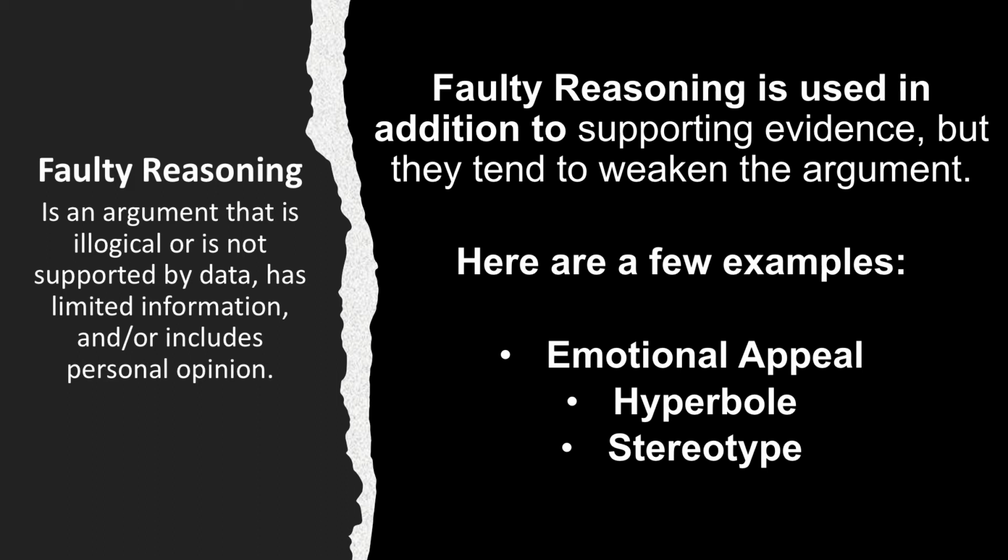Faulty reasoning is used in addition to supporting evidence. We've talked a lot about evidence, but this is like tacked onto it. But they tend to make the argument that the author is trying to make a lot more weak. So here are a few examples that you need to know. Emotional appeal, hyperbole, and stereotype.